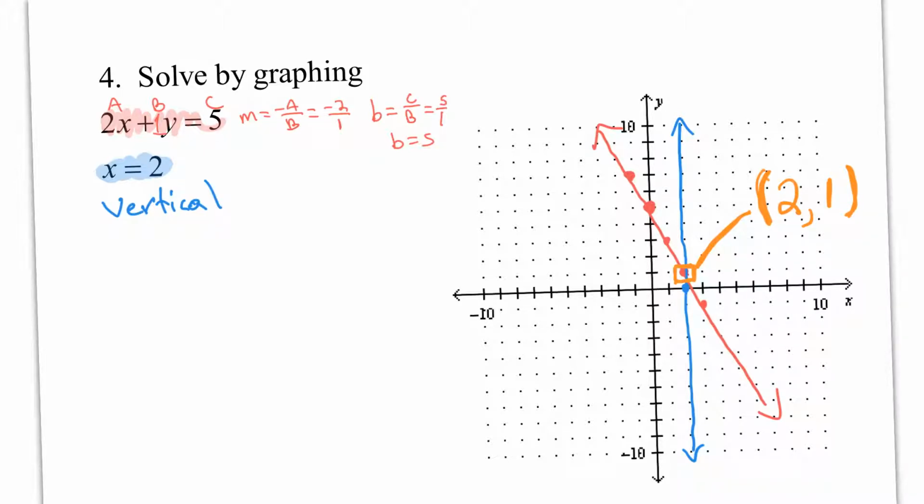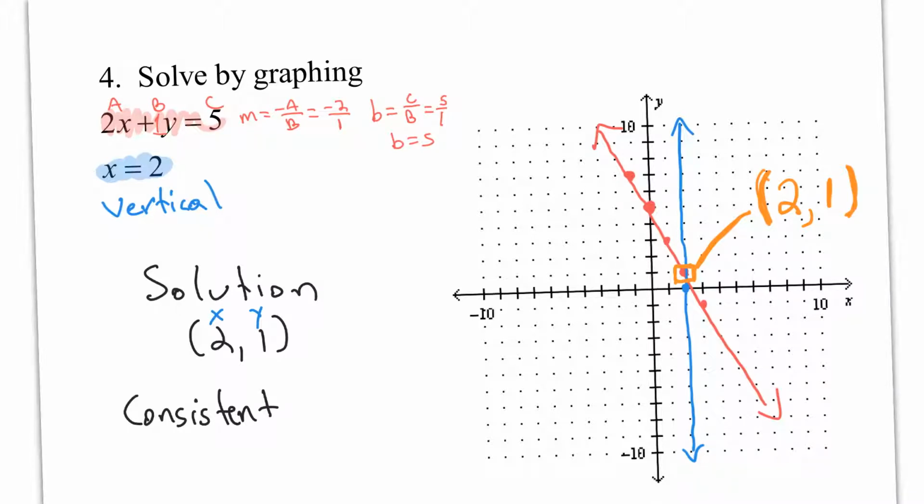We have a solution, and this is only one solution because we have 1 point. 2 and 1. We have the x here, and we have the y. So you guys need to have that order. You must have the x first and then the y. Now, what type of system do we have? You want to classify the system. Well, since it is 1 point, one solution, this is called a consistent independent. Independent means we have 1 point.